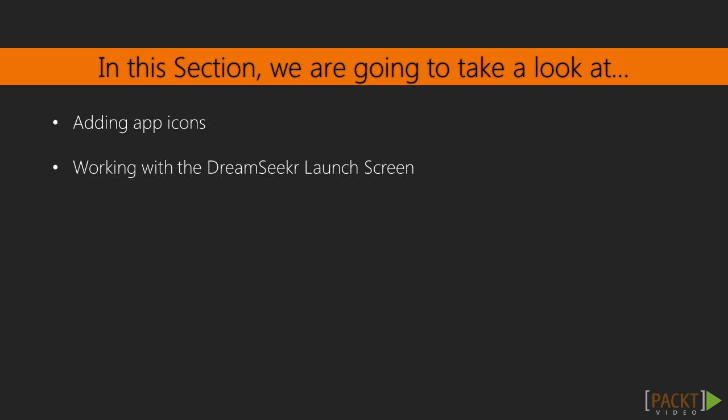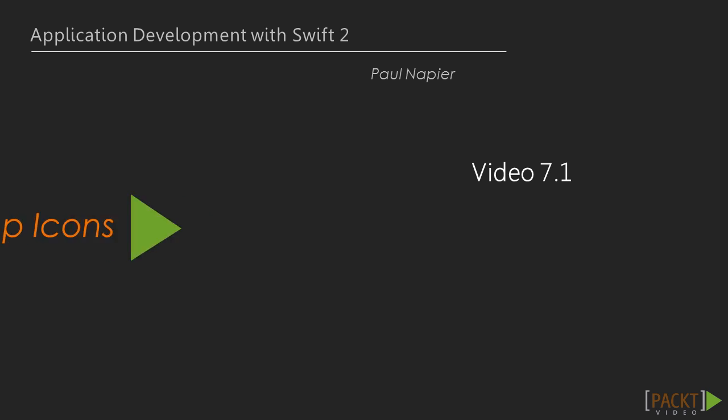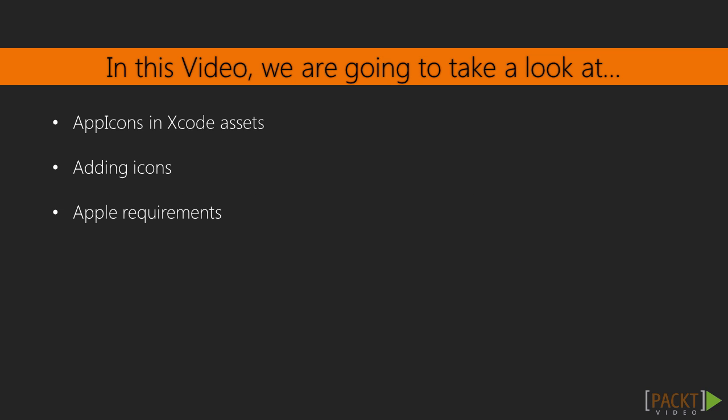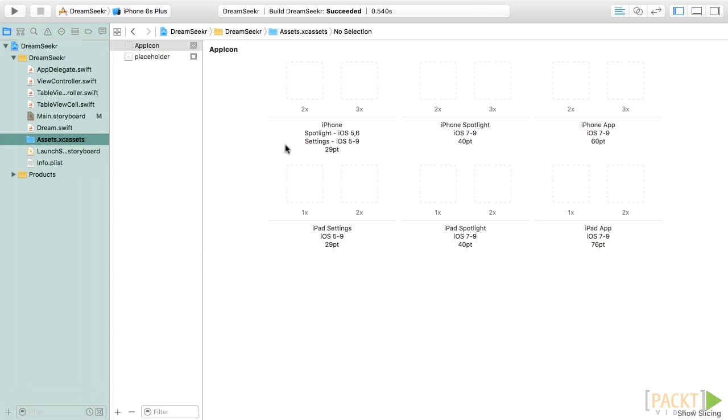So now we've completed the code in our project, we want to add in the app icons to make it look really good. So in this video, we're going to have a look at how we use XCAsset with the app icons. Then we're going to add them in, and we're going to take a quick look at some of the Apple requirements around creating icons. So now that we're moving into the final part of our project, we want to give our application an icon.